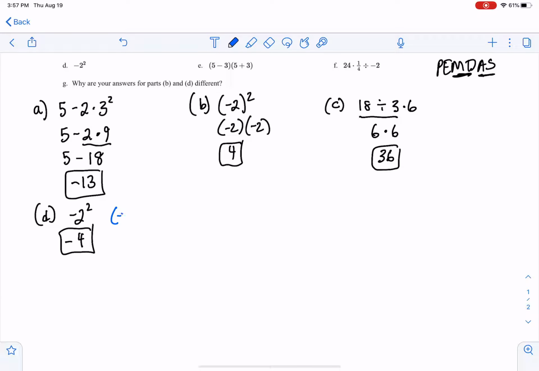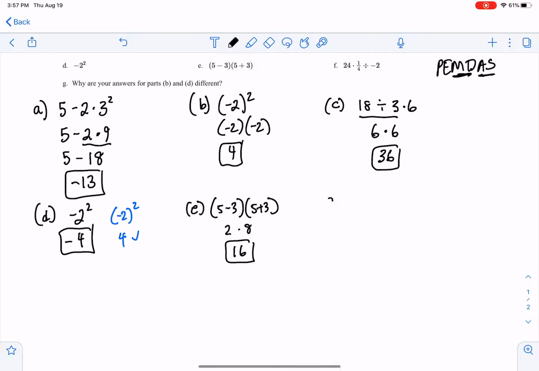If I had (negative 2) squared, then the base is negative 2. So that's negative 2 times negative 2. That would be 4. So they're two different questions. Okay, and then for E, we have (5 minus 3) times (5 plus 3). So order of operations says do what's inside parentheses first. So 5 minus 3 is 2, and 5 plus 3 is 8, and we get 16.